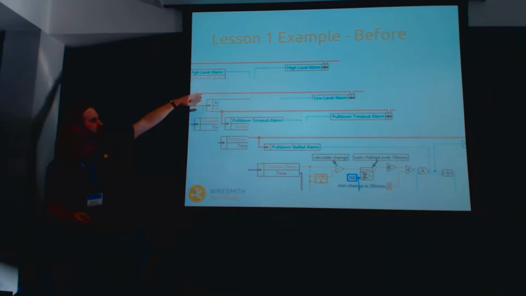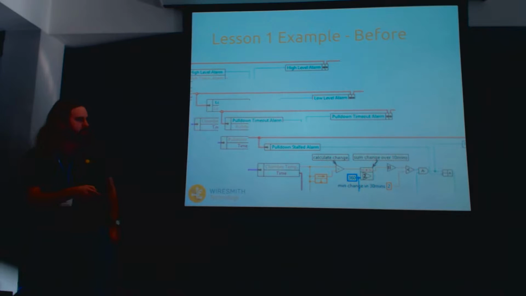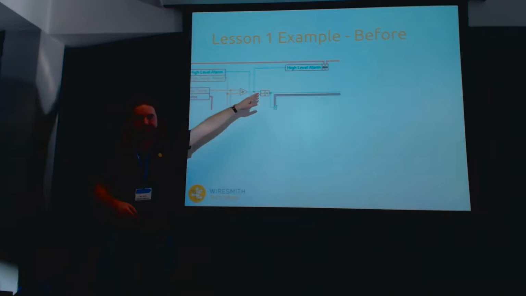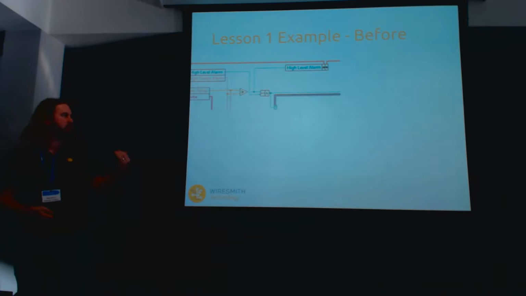Because I had a high level alarm, a low level alarm, a pull down, so if it comes down fast enough in the temperature, because this was for a freezer application. And then this pull down stalled alarm, which means it's got stuck on the way down. So the logic here for the alarm is a bit cleverer, but you see I've actually got a repetition here. If I go back, I have this little AND gate that's really doing nothing more than saying, is this a new alarm? But I ended up repeating that code 3 or 4 times.